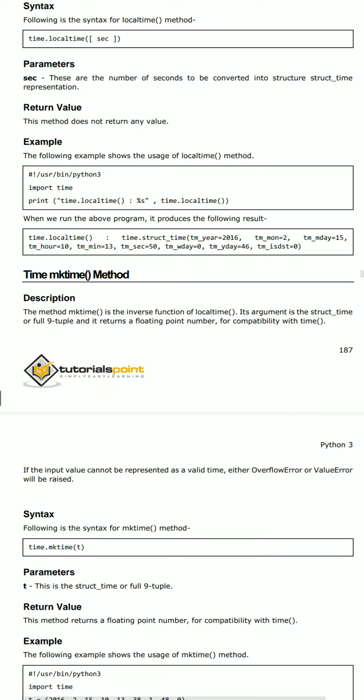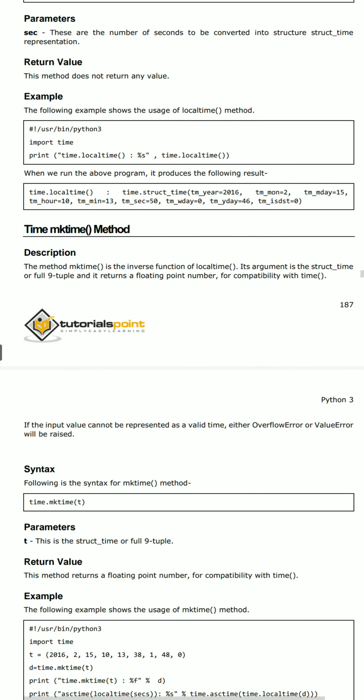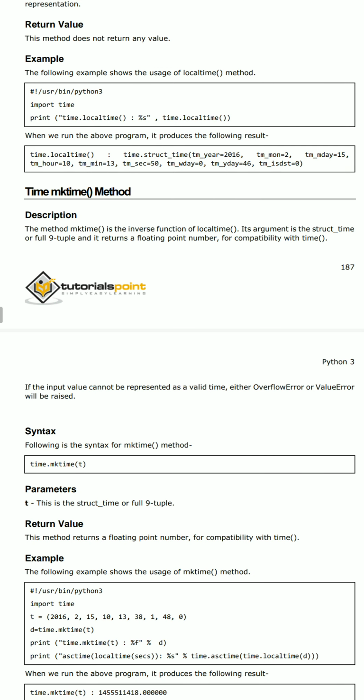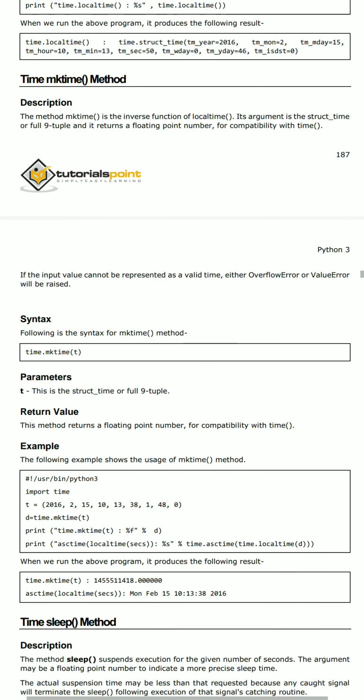This method returns no value, and the program for this is: import time, and print time.localtime, which prints the time accordingly. Now consider the next method, mktime.